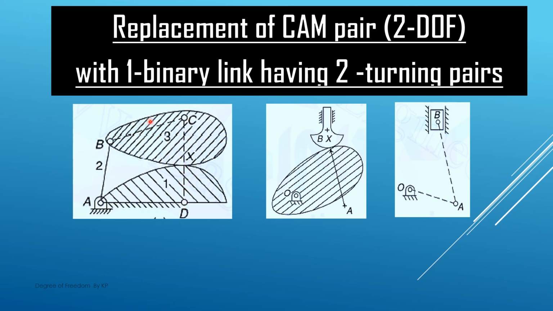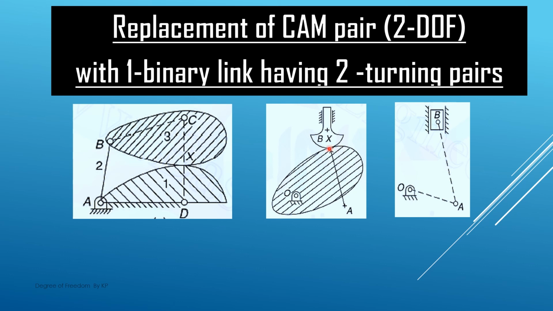This way we can replace this cam pair with a binary link, that is link CD, with two turning pairs, C and D. This way we have to do. In the second figure we are doing the same kind of thing. We again have a cam pair because they have some curvature and a point of contact. So x is the point of contact.